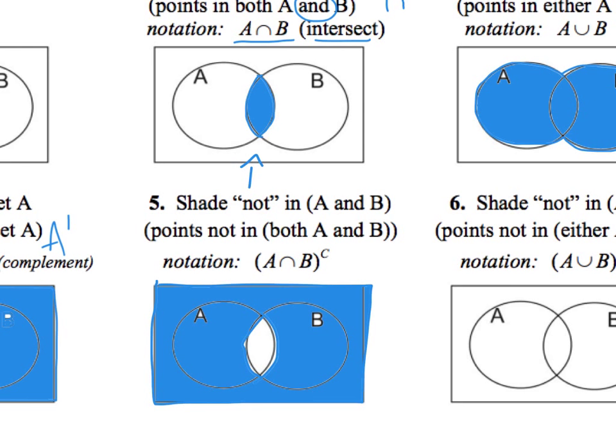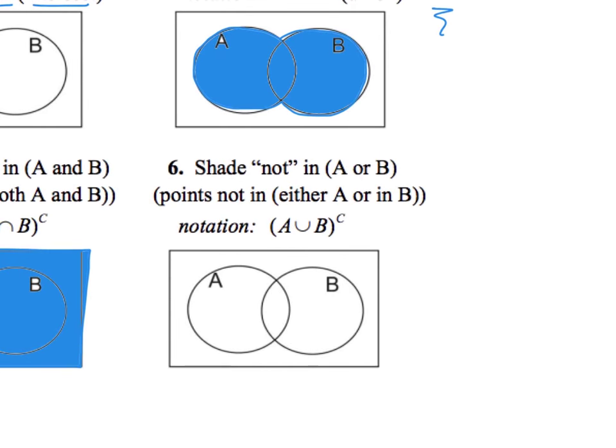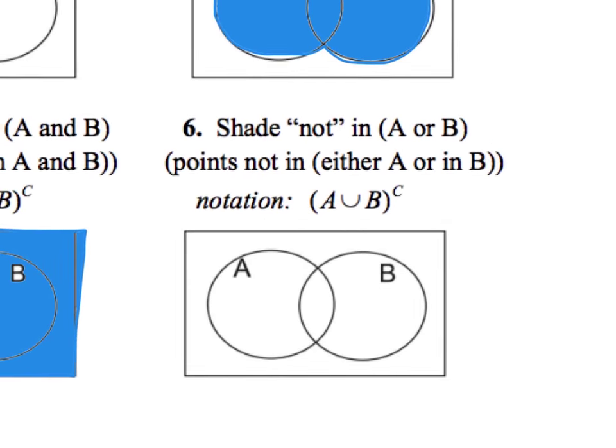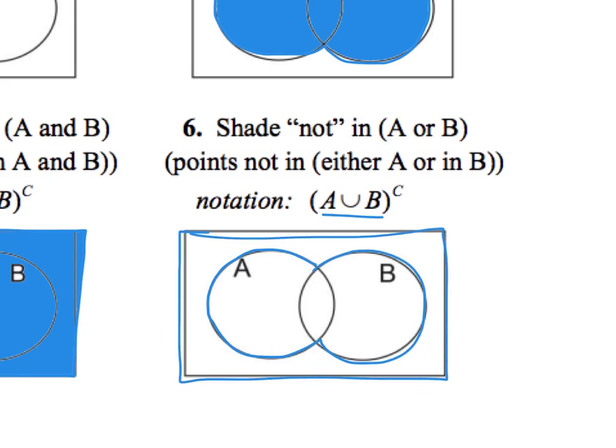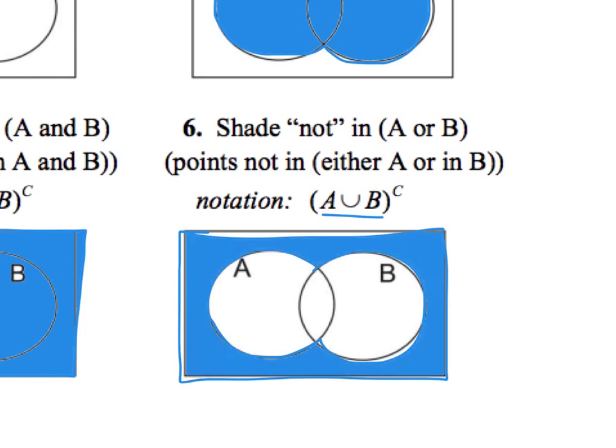So you just have to figure out what you're doing. It's just like order of operations: do the inside first. A or B is, again, just look at the Venn diagram above. This is A or B. So it's everything that is not in A or B. Okay? So these are the symbols. We have the or, the and, and the complement.